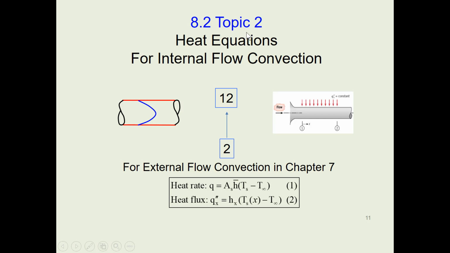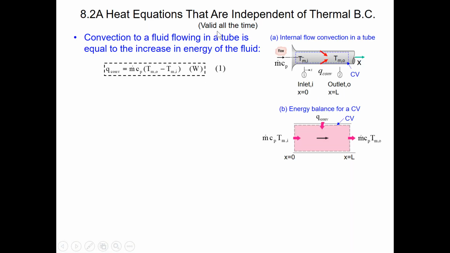Welcome back. Topic 2. Heat equations for internal flow convection. You will study 12 heat equations compared to only 2 heat equations involved in external flow convection. A. Heat equations that are independent of thermal boundary condition. It indicates that all those equations are valid all the time.